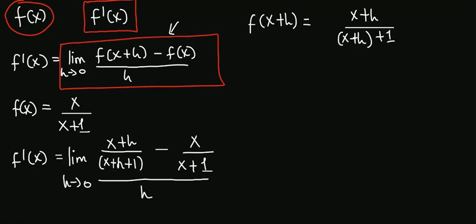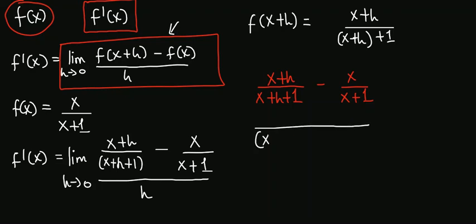So now let's look at what you are going to do next. You are going to simplify the numerator. We have x plus h divided by x plus h plus 1, minus x over x plus 1. So what you're going to do is find a common denominator, and that's going to be the product of the two denominators that you have for the separate fractions. So you're going to have x plus h plus 1, multiplying x plus 1.